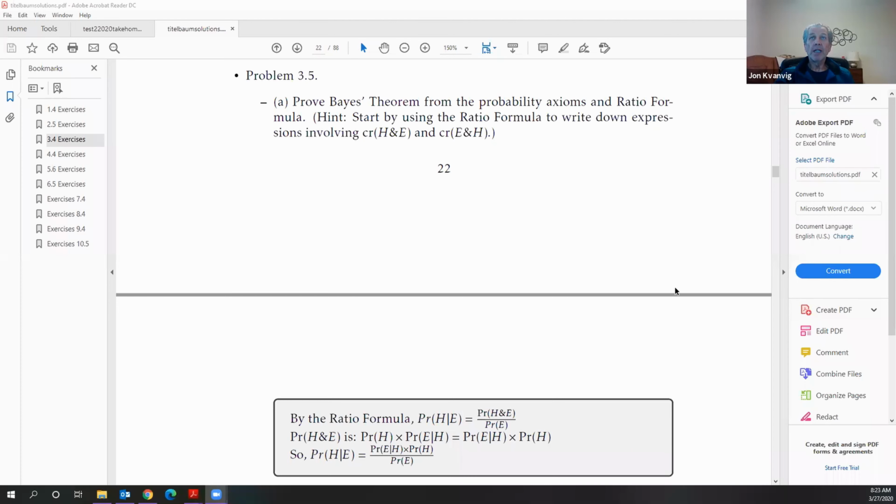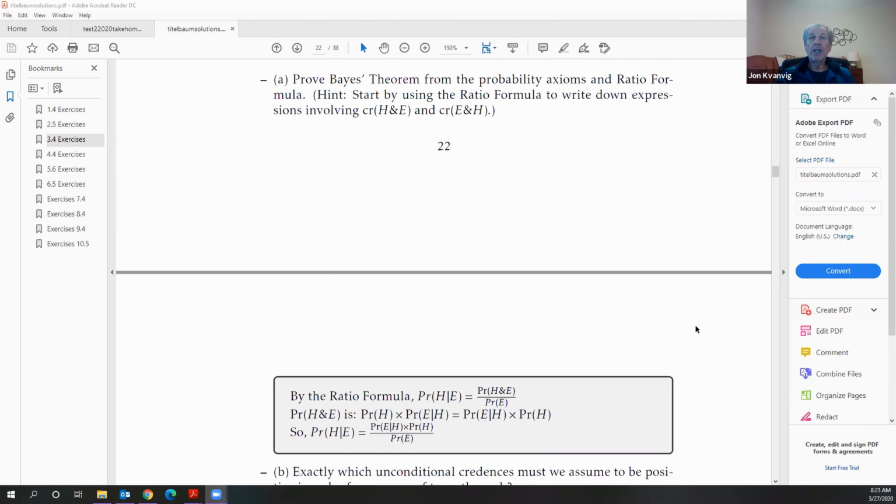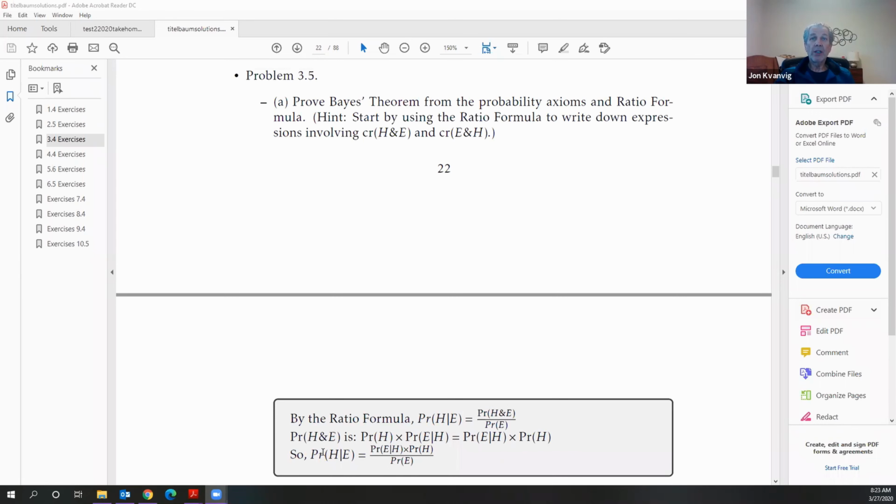So 3.5, we'll pick back up at 3.5, and it's about proving Bayes' theorem, which is an incredibly easy proof. So start with, here's where we're headed. There's the simplest version of Bayes' theorem.